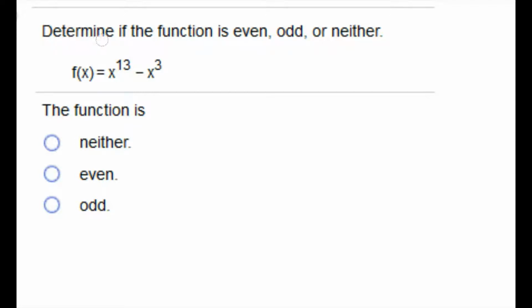The next question says, determine if the function is even, odd, or neither. So an even function is going to have y-axis symmetry. An odd function is going to have origin symmetry. We have a symbolic way that we can represent this, and that is that f of negative x equals f of x. So this is a symbolic representation of what y-axis symmetry would be.